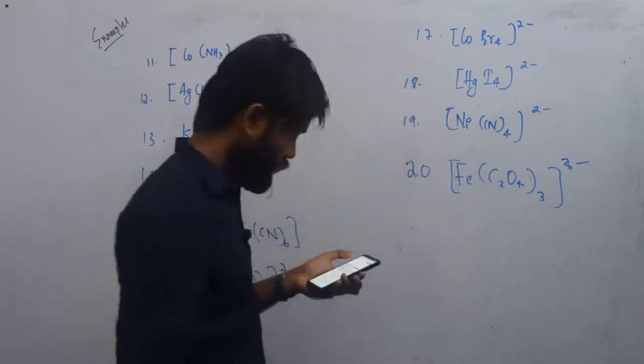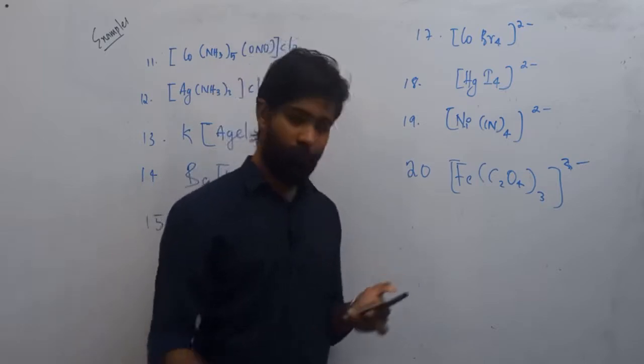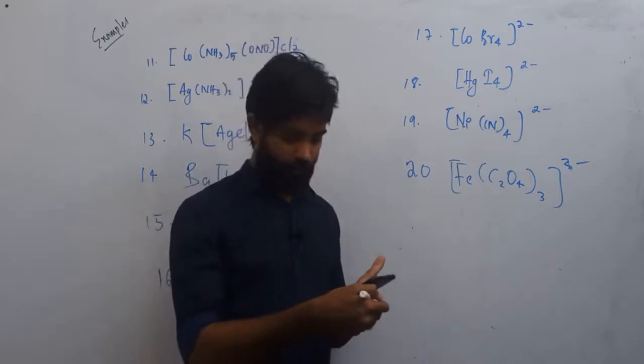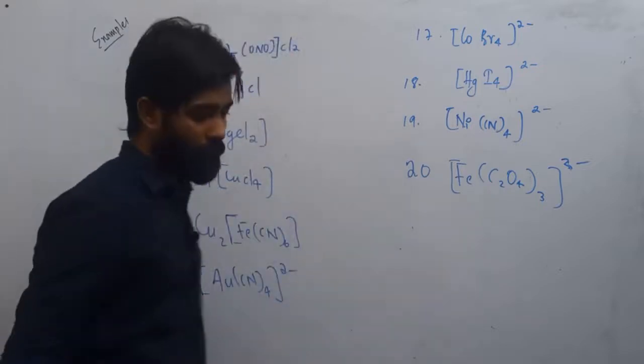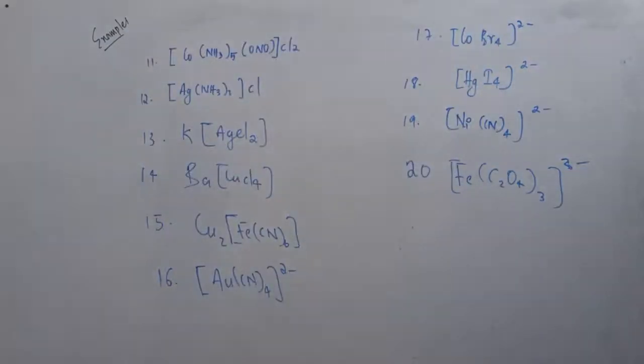Okay, 20 is enough. And the next is a special category. We'll discuss that. Listen. What about the names of this much also? So here most of them are anionic entities, right? Most of them belong to anionic complexes.